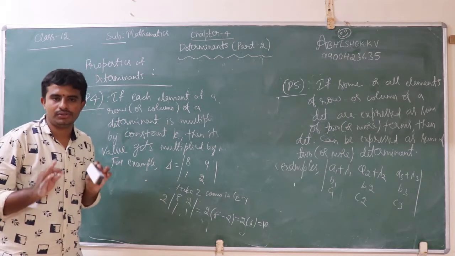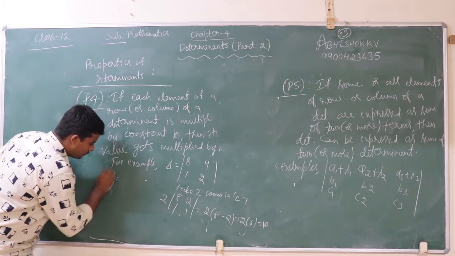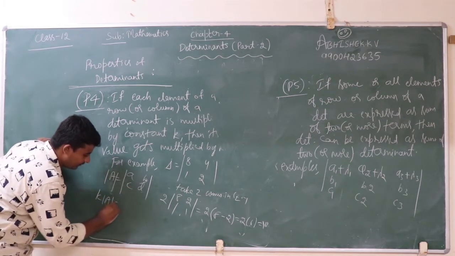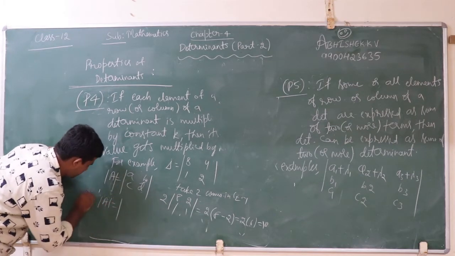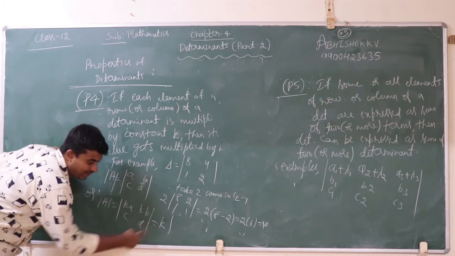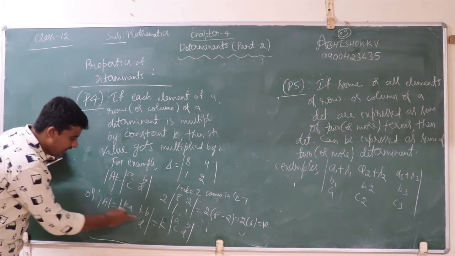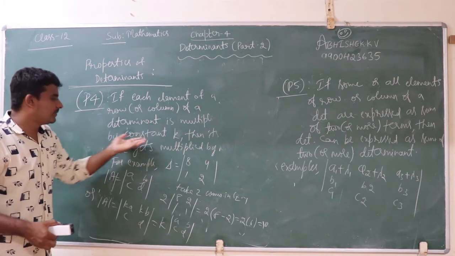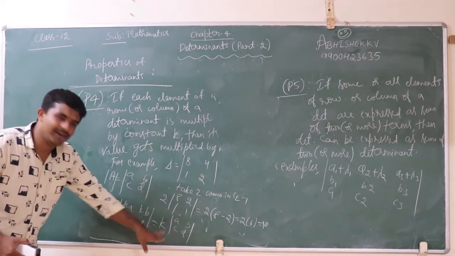Is it clear? See, this is how we are going to find the value of the determinant. If you have determinant of A equal to a, b, c, d, then K into A is equal to K a, K b, c, d. Then you have the right to take K common in R1, and then a, b, c, d. That's why the property says if a determinant is multiplied by a constant K, then its value gets multiplied by K. The value of the determinant is equal to this multiplied by K.